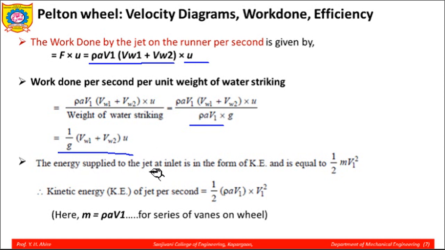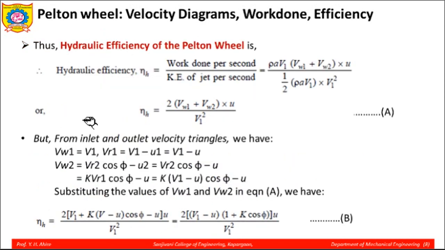The energy supplied to the jet at inlet by the nozzle is in the form of kinetic energy, and it is equal to 1/2 m V1 square, and mass flow rate is nothing but rho a V1. So the formula of kinetic energy is 1 by 2 rho a V1 cube. Now remember, mass flow rate is always taken as rho a V1 because it is the case of a series of vanes on the wheel.